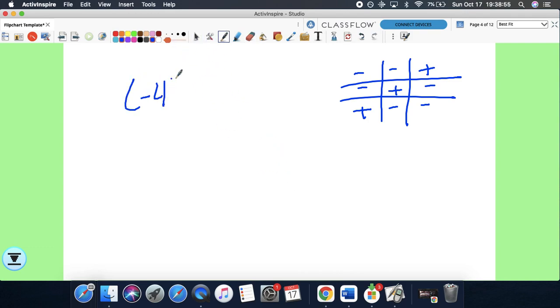Negative 4 to the second power. So everything in the parentheses is raised to the second power. So it's negative 4 times negative 4. A negative times a negative is a positive, and 4 times 4 is 16.